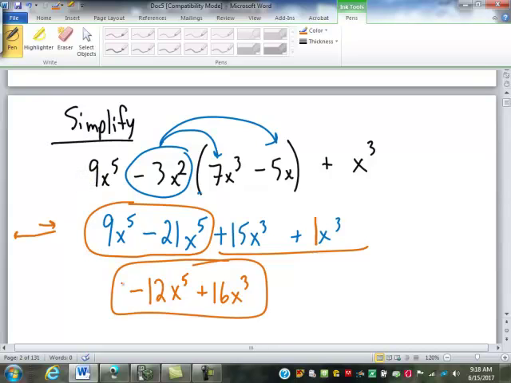I will catch at least one of you on the first test next Tuesday, combining that negative 12 and 16 is 4, and don't do that. You are done right there. That's as far as you can go.